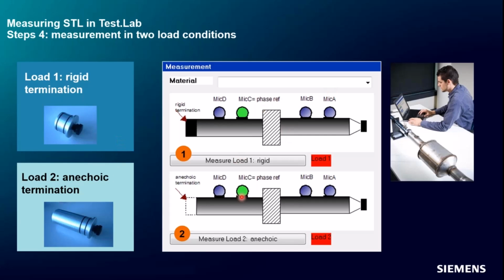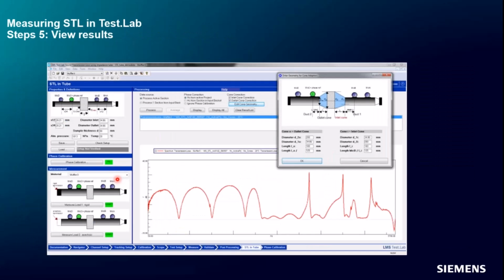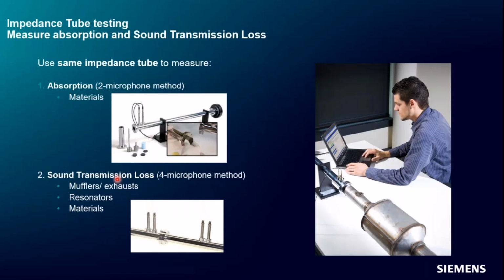So we measure our exhaust system or our barrier or whatever it is here with both terminations, and that allows us enough data points to do the matrix calculations that allow us to calculate the transmission loss of that component under test. Again, the software leads you through all of that, and the real benefit is that we have a single tube that can measure both absorption when appropriate as well as transmission loss for small samples.